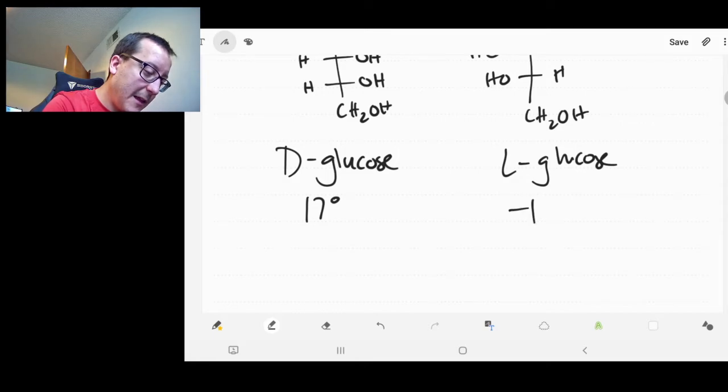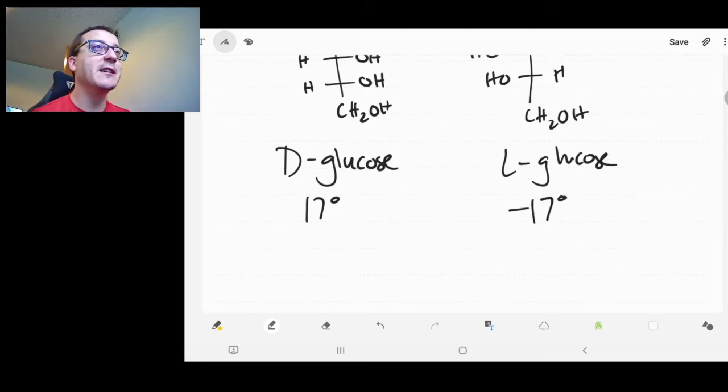This one will rotate light negative 17 degrees, whatever the number happens to be. That number will be unique for every molecule, so all glucose at all concentrations will always rotate light 17 degrees. I'm again making up that number, I don't know what it is. The D-glucose will always rotate it 17 degrees to the right. L-glucose will rotate it 17 degrees to the left, or some might say negative 17 degrees.